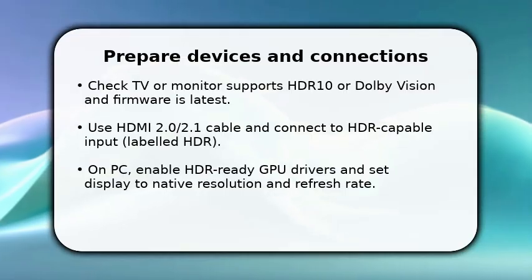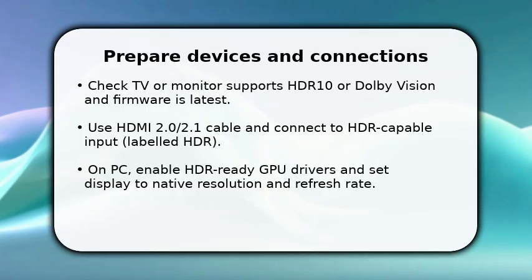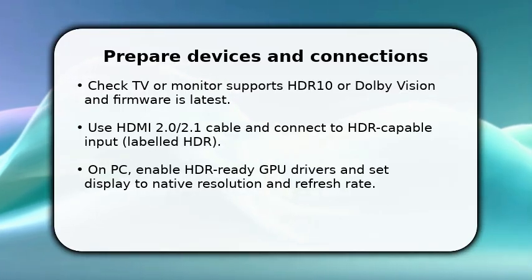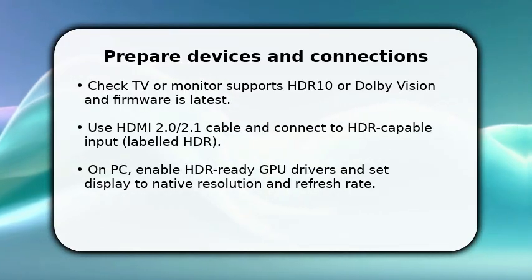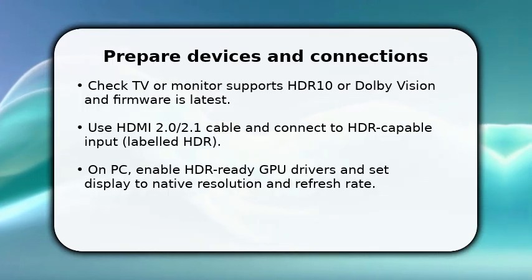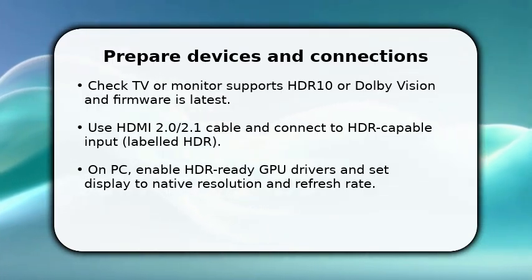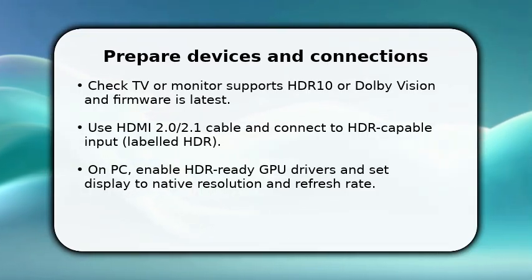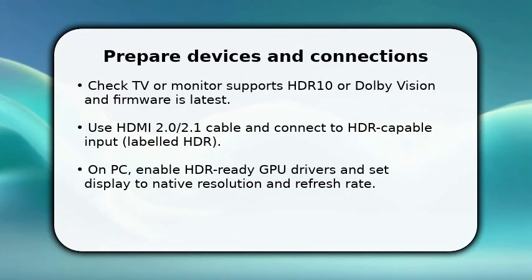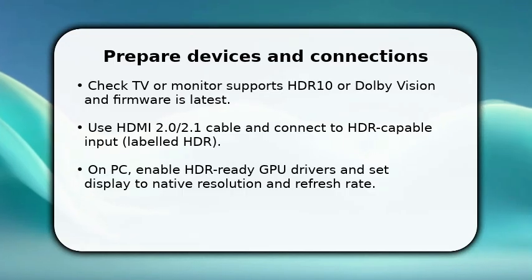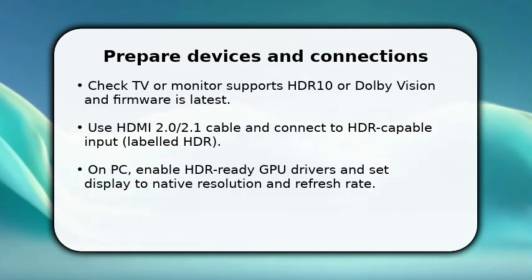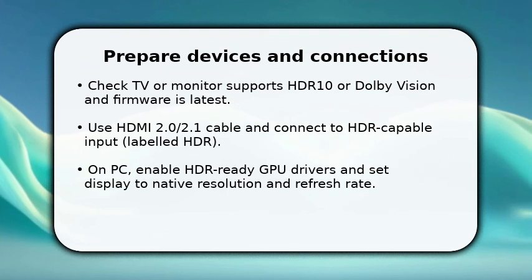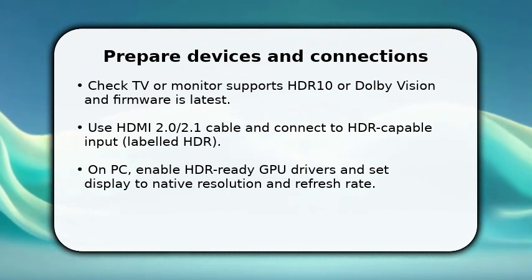You start by confirming hardware compatibility. Your TV or monitor must support HDR10 or Dolby Vision and have up-to-date firmware. Once done, plug a certified HDMI 2.0 or 2.1 cable into the HDR-capable input on the display. On a PC, make sure you have the latest GPU drivers installed and the display set to its native resolution and refresh rate. This primes color pipelines so HDR signaling can be recognized and negotiated correctly.